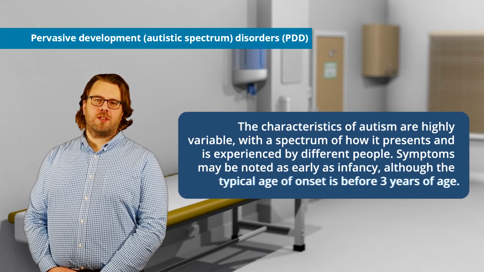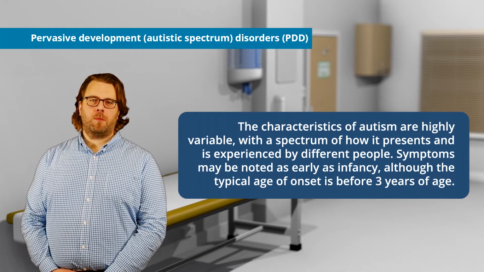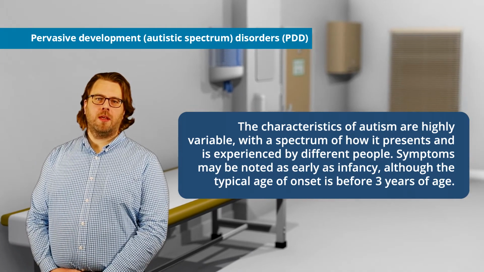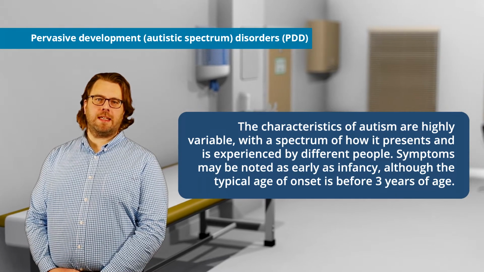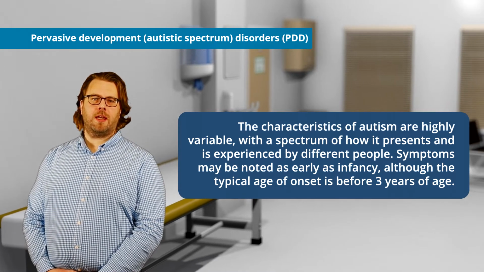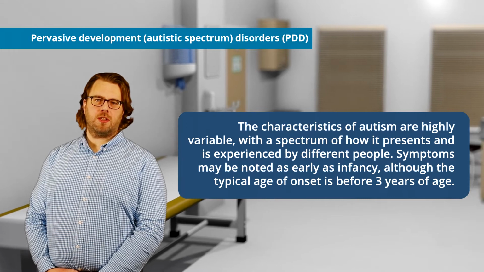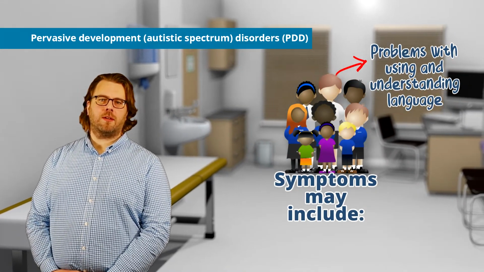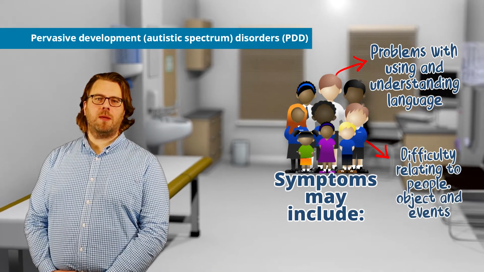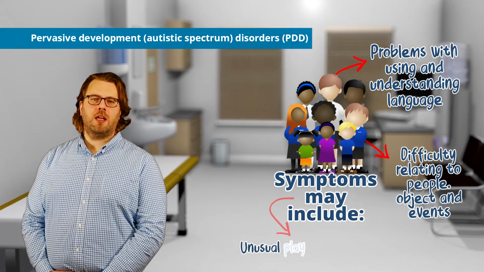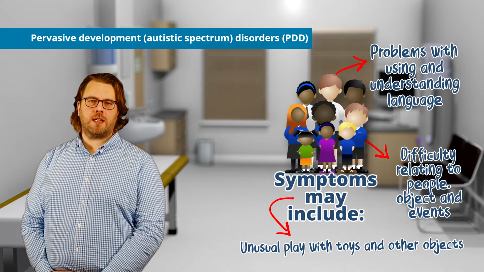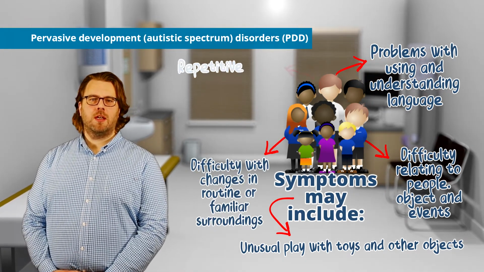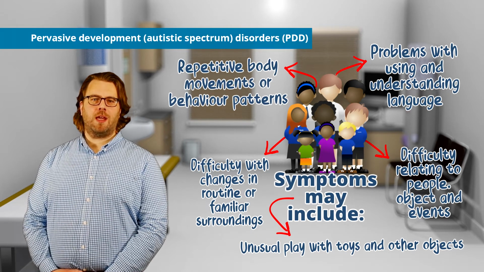The characteristics of autism are highly variable, with a spectrum of how it presents and is experienced by different people. Symptoms may be noted as early as infancy, though the typical age of onset is before 3 years of age. Symptoms may include problems with using and understanding language, difficulty relating to people, objects and events, unusual play with toys and other objects, difficulty with changes in routine or familiar surroundings, and repetitive body movements or behaviour patterns.